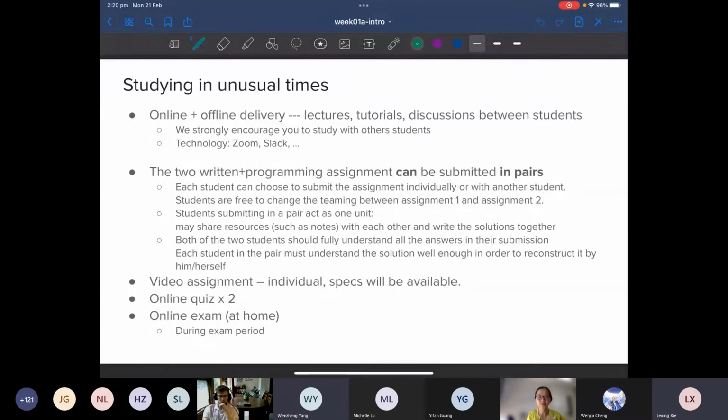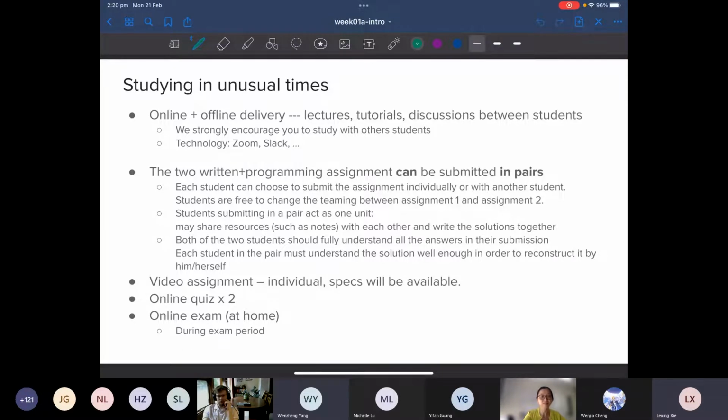Assessment items is what people care about. There are 2 bigger assignments, one due in the first half of semester. The second one is, I think, due in week 10 or 11. They can be submitted in pairs. People can choose to team up with another student or do it themselves.